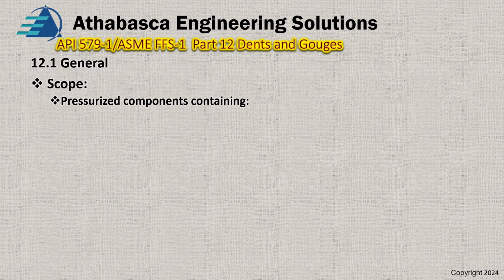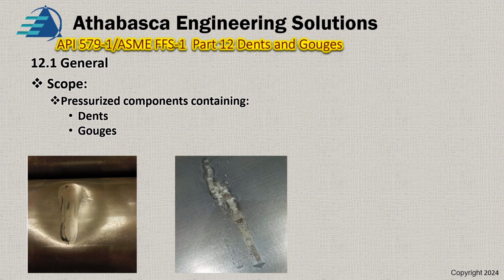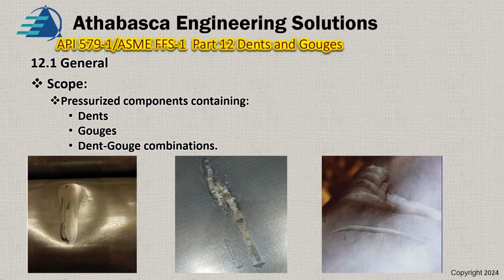Chapter or part 12, Dents and Gouges, recognizes the following three cases for pressurized components. Okay, and that's key, pressurized components. So it recognizes dents, which is shown here, and that's called a plain dent, and the second one is a gouge, and the third is basically a dent and gouge combination, which is shown here.